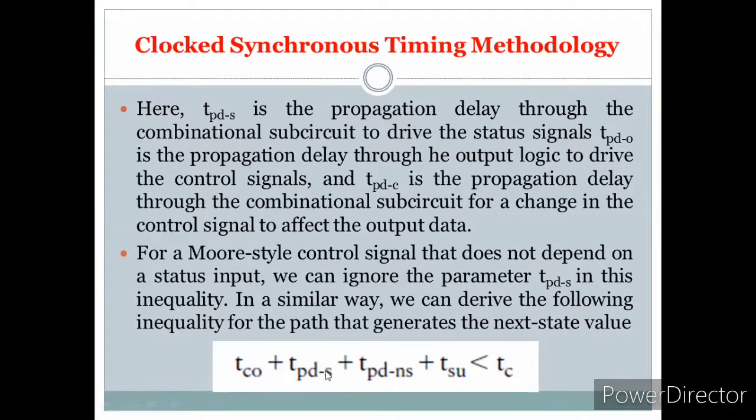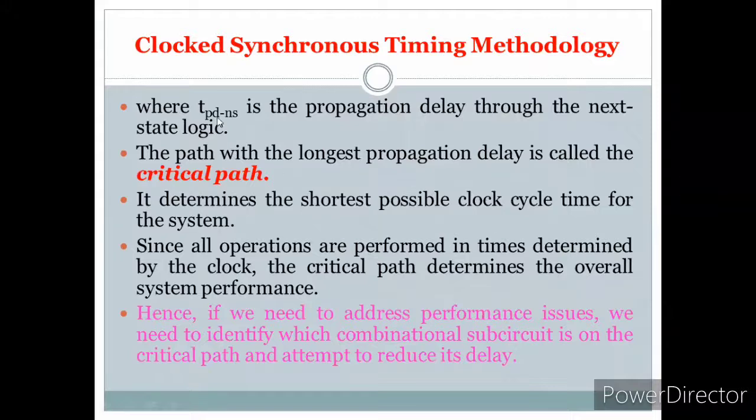Okay, it is TCO, TPDS, TPDNS plus TSU. So TPDNS is the propagation delay through the next state logic. As we know, when we are writing an FSM, it has to travel from one state to the next state. So that delay, we call it TPDNS, the propagation delay through the next state logic.